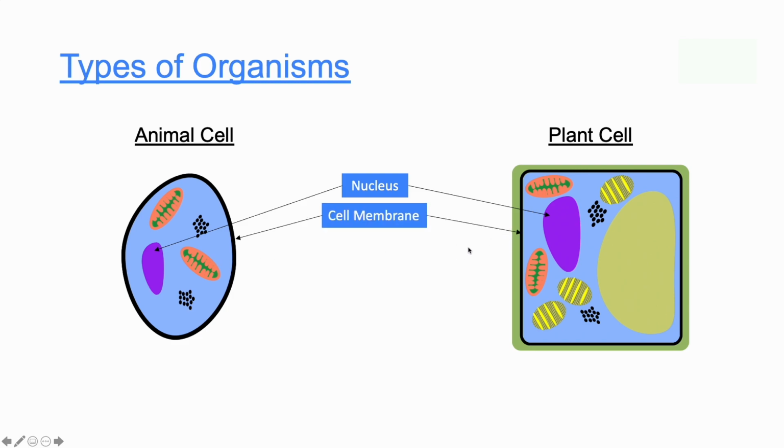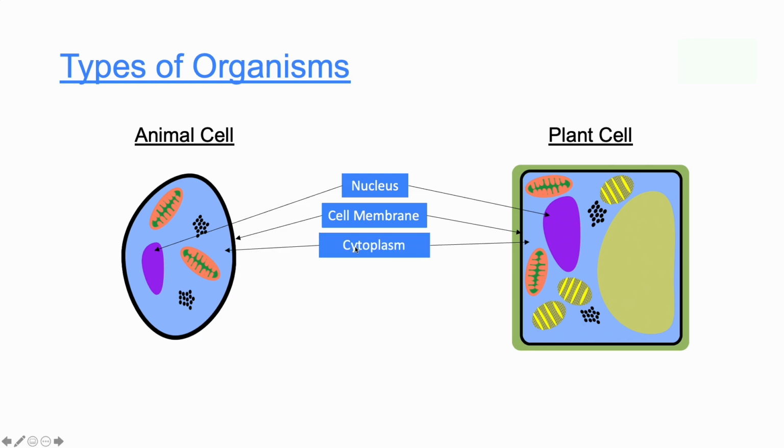The cell membrane. Now, we can see the cell membrane as the outer layer on the animal cell. However, it's not the very outer layer on the plant cell. It's got another layer in green, which we can see, but we'll be taking a look at that in a second. The cell membrane, though, its job is to control what substances enter and leave the cell.